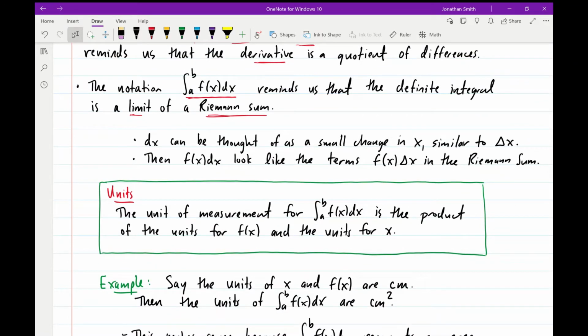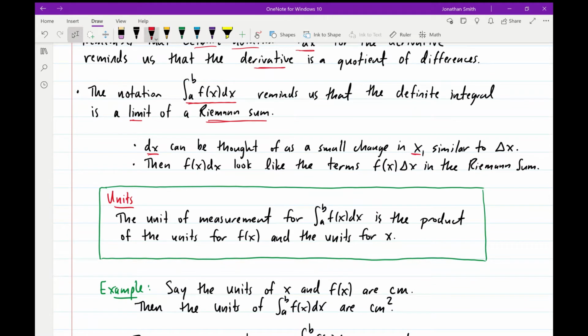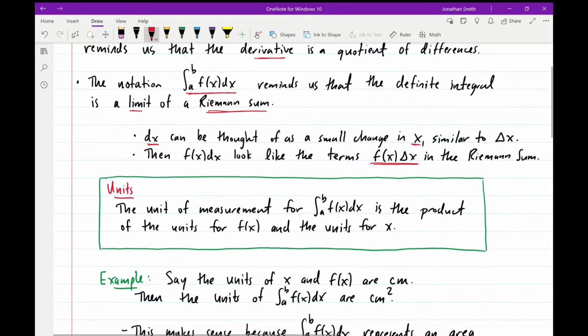Well, the dx that's showing up inside of the integral can be thought of as a small change in x, similar to the delta x, the same way that in the Leibniz notation, the dx showing up in the denominator can be thought of as a small change in x. And then this product, f of x times dx, looks like the terms f of x times delta x that are showing up inside of the Riemann sum. So we can view this definite integral from a to b of f of x dx as an infinite sum of these small terms, f of x times a small change in x.